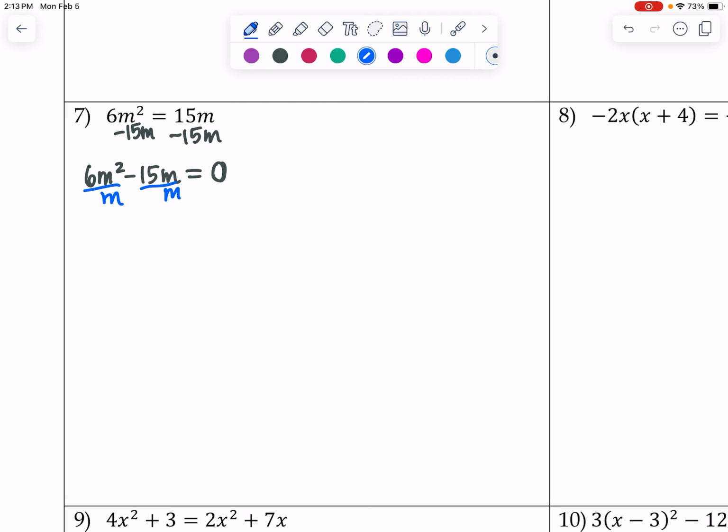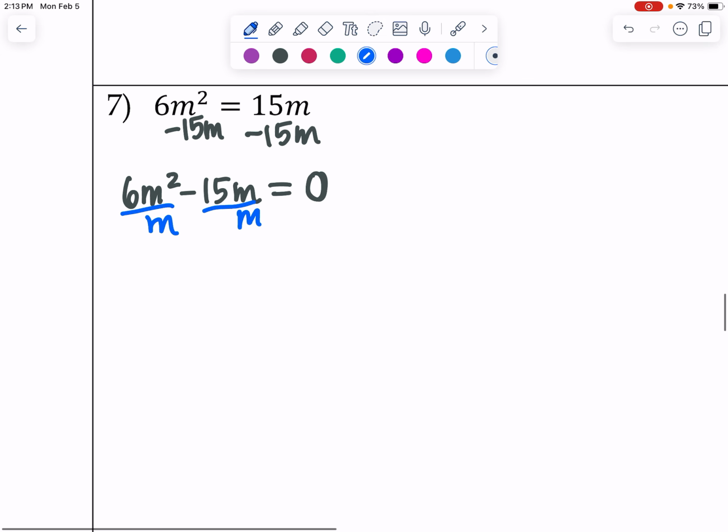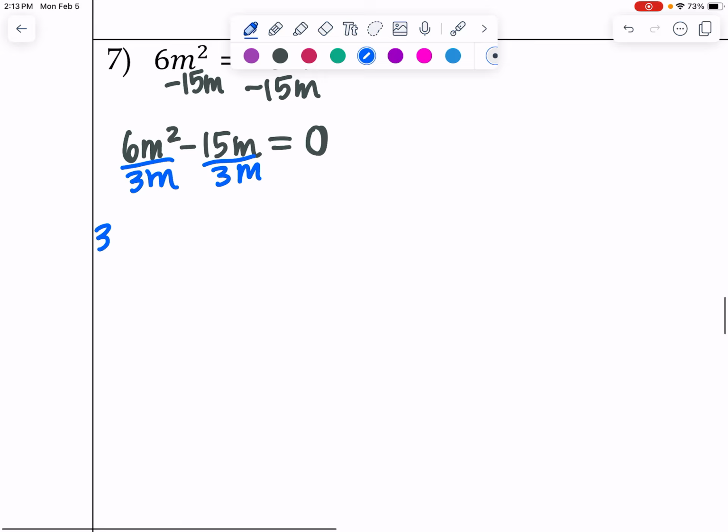Okay, in this case, it's m. There's an m involved in both because I don't have a constant term. And I can also get a number out of each of these. I can divide them both by 3. And so 3m would be a GCF here. And I can go ahead and divide this by that 3m. And it would leave me with 2m minus 5.